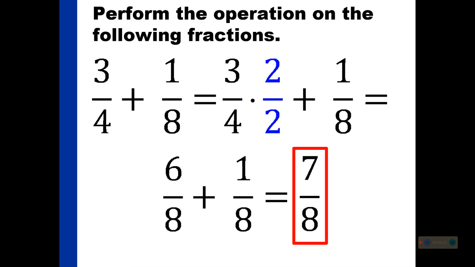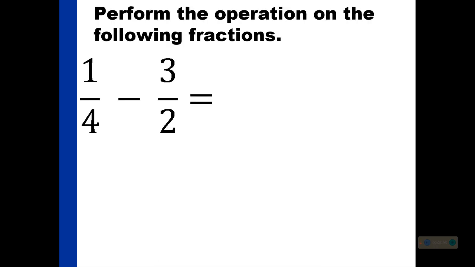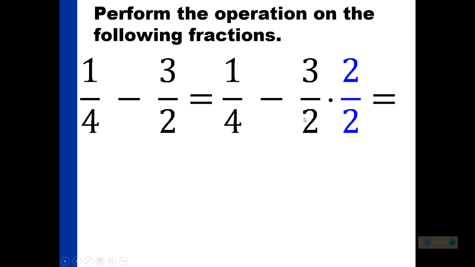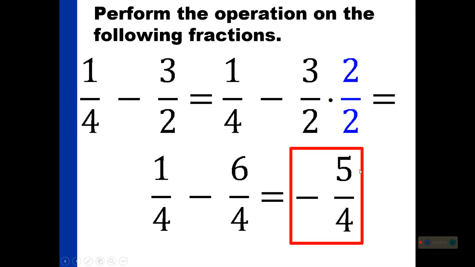Okay? So, next, we have 1 over 4 minus 3 over 2. So, we have now subtraction. Okay? So, the steps that you have done in addition will also be the steps that you are going to do in subtraction. So, we have 1 over 4 minus 3 halves times 2 over 2 because you have to make them similar denominators. So, we have 2 over 2 on the second fraction. And then, you will have to perform the operations here. So, we have 1 over 4 minus 6 over 4. So, we have 1 minus 6 is negative 5. Copy the denominator. So, your answer here is negative 5 over 4.